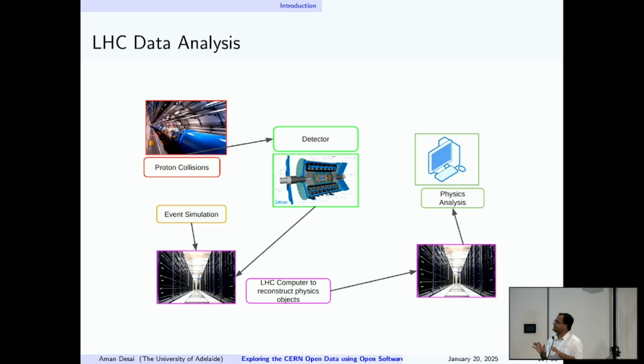This is the analysis chain. You have a proton collision in the first picture. And then the detector collects this data. It feeds to the LHC computers. We've got a large farm of computers, and then it goes on to physics analysis as a simple chain. And then we also need to simulate, because this is a really complex situation at the collider. So we need to simulate using computers, like Monte Carlo software, what we expect to happen.